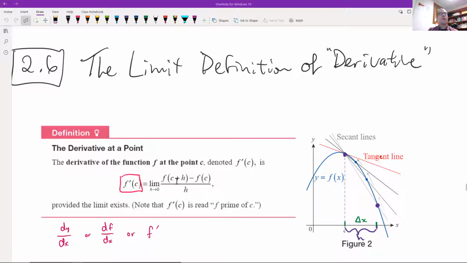So what we're doing here with this definition of the derivative is finding the slope of a tangent line at a certain point C. Later on, we're going to talk about a general derivative function, but this time we're just finding one specific slope at one specific point corresponding to x equals c.